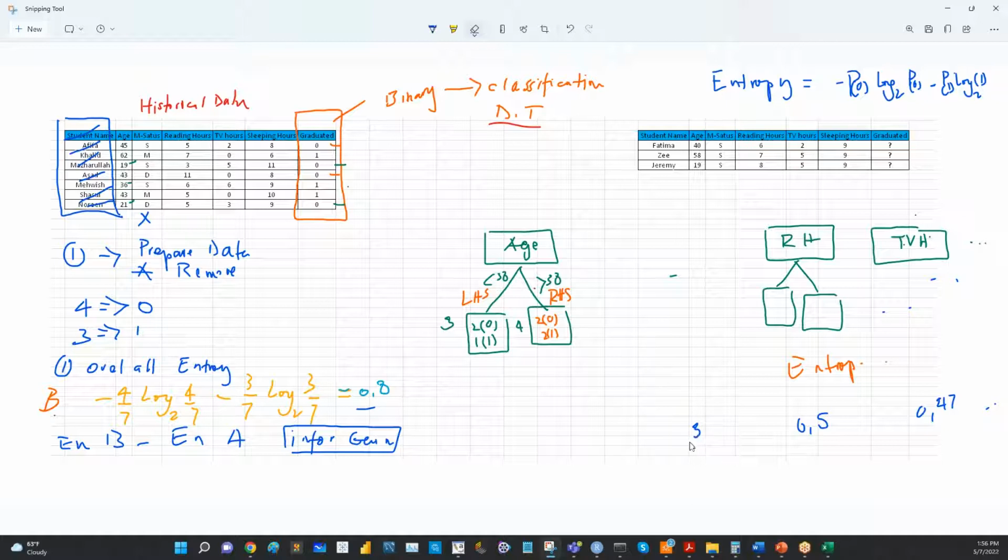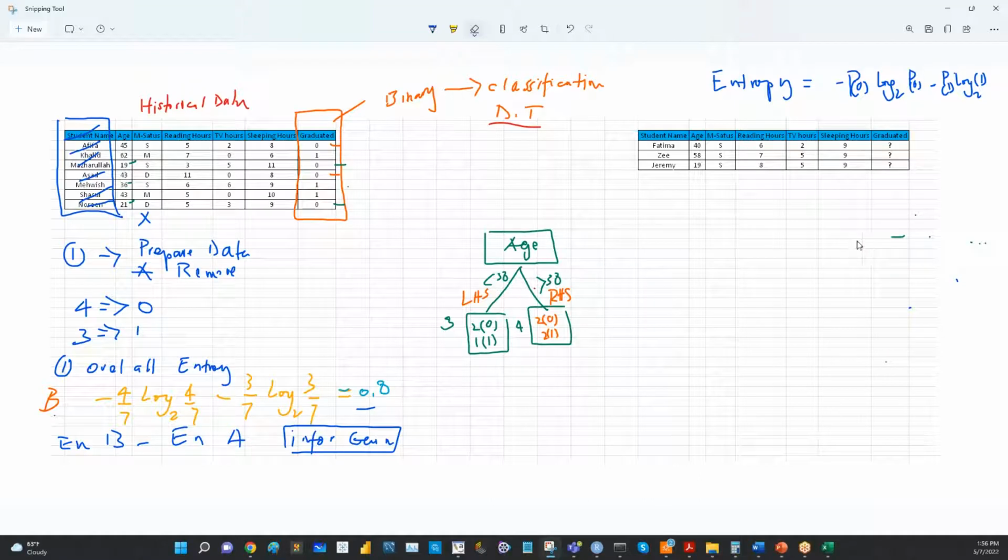How do you find information gain? By subtracting the entropy after the split from the entropy before the split. Once we determine the best splitter, then we are going to repeat the process.